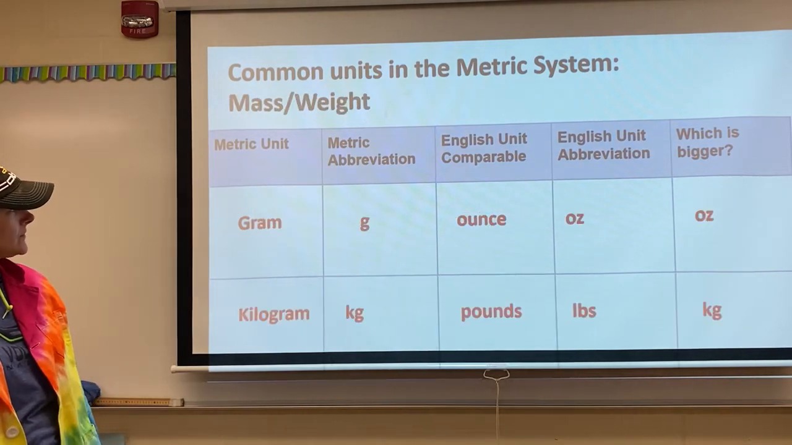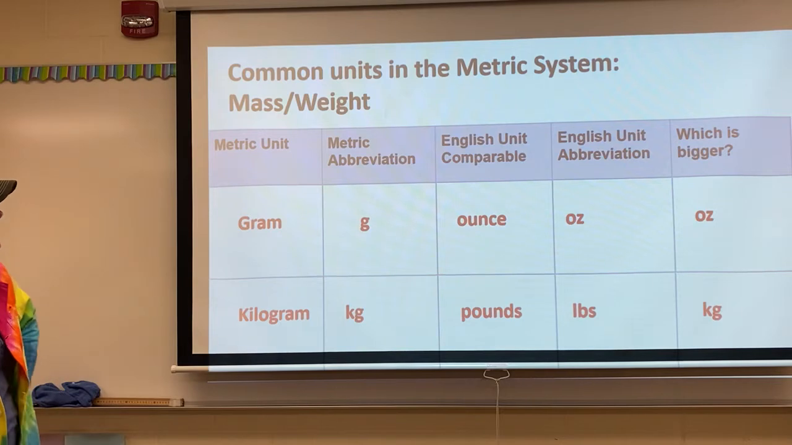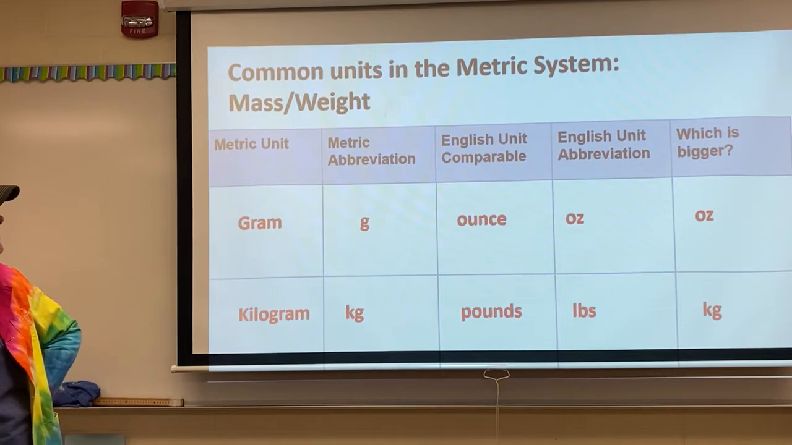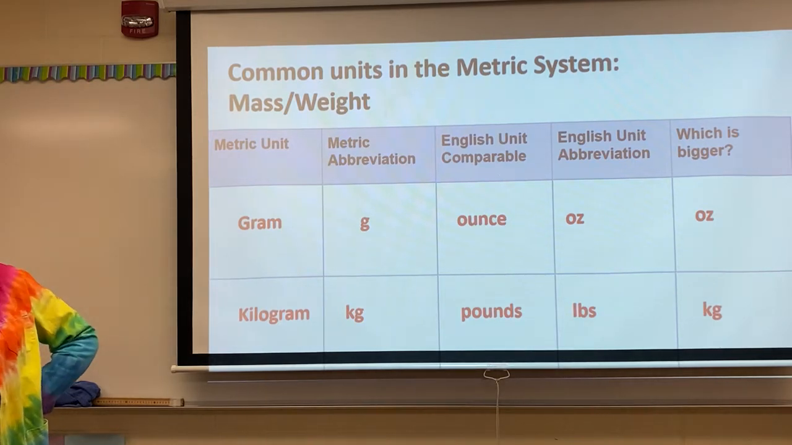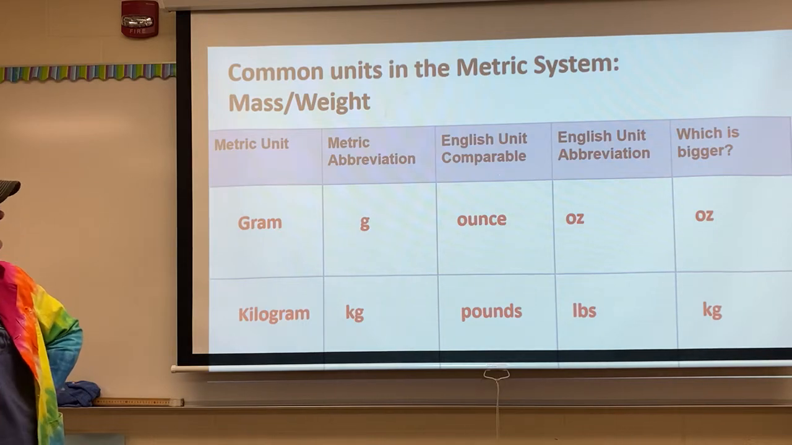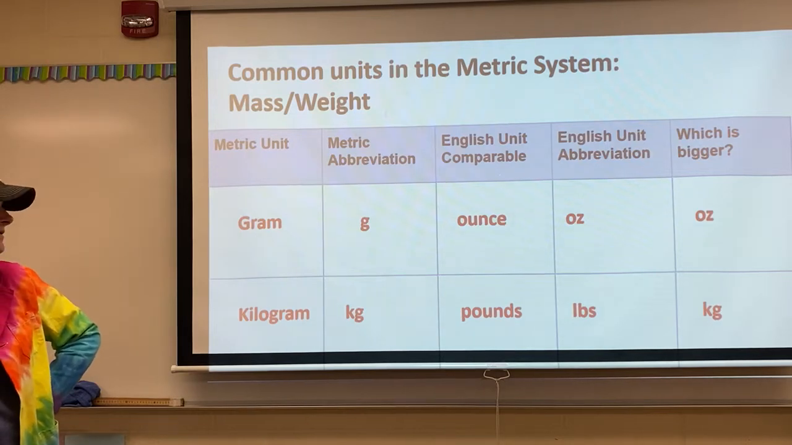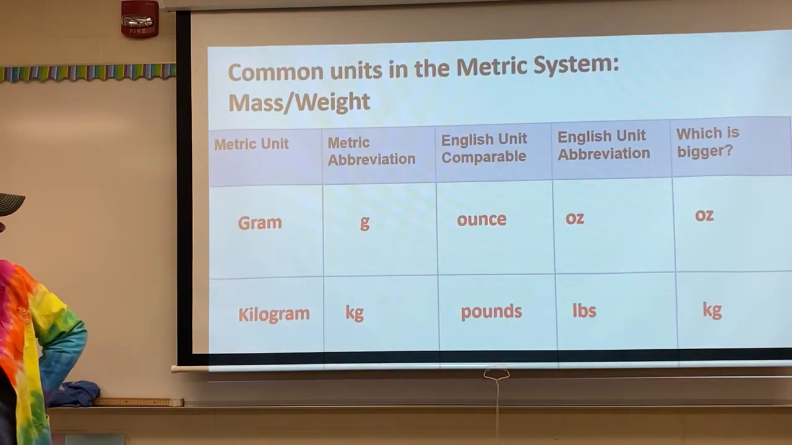Okay? For mass and weight, the two that we had some experience with back in the lab to get a feel for were grams and then kilograms. So if we look at grams first, its abbreviation is G. The comparable is an ounce, which is OZ. And an ounce is larger than a gram. Okay? And again, we gave you some experience with that yesterday or the day before with the activity.